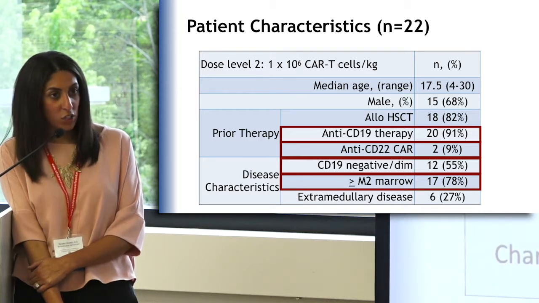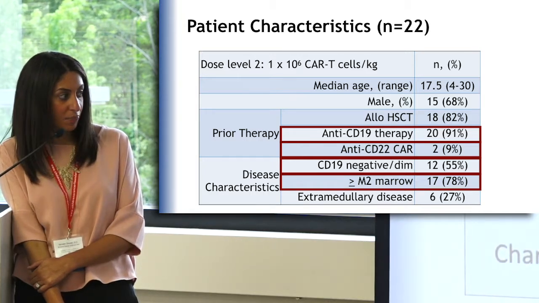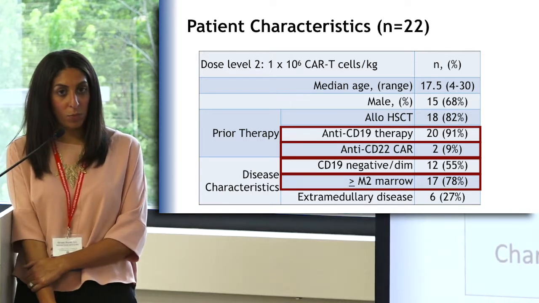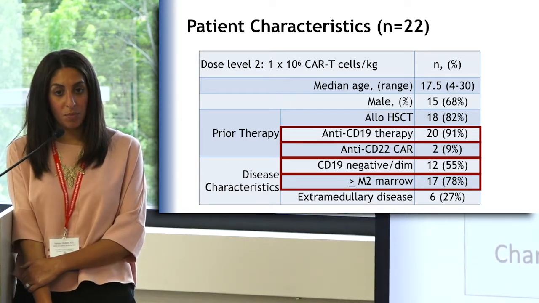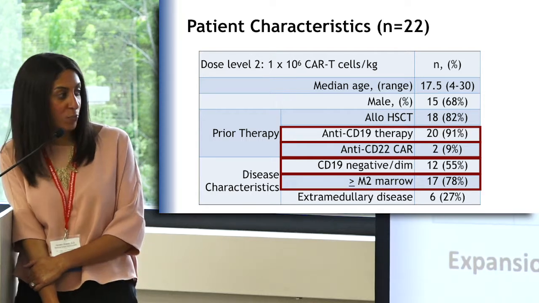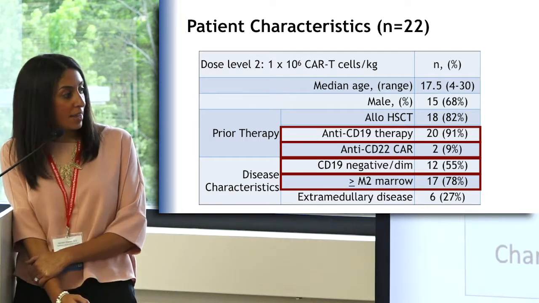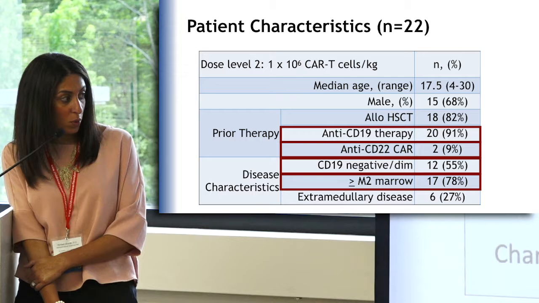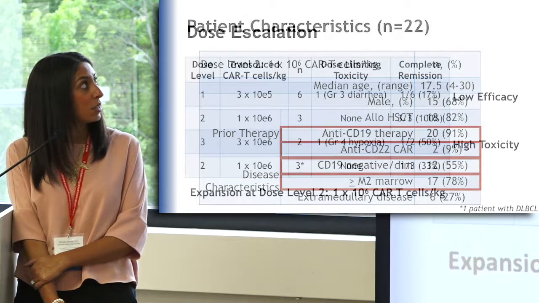Over half of our patients were CD19 negative or dim. A majority of our patients had an M2 marrow or greater, meaning that they had a bone marrow that had more than 5% disease. And extramedullary disease was noted in 6 patients.